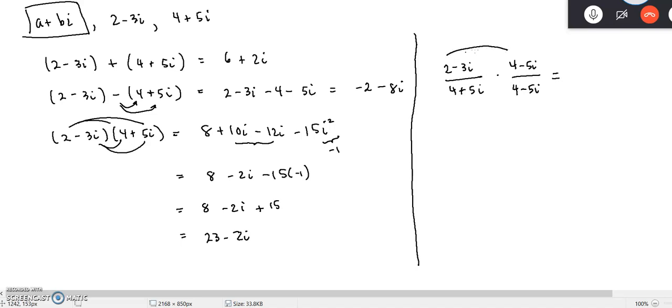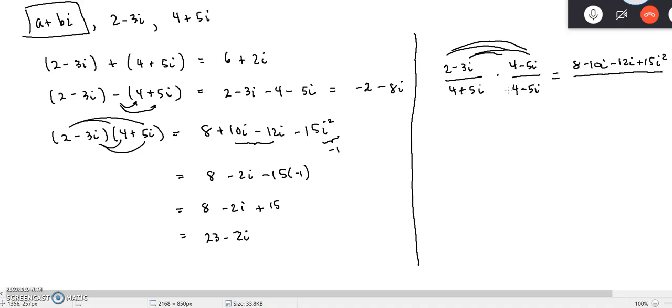So we're going to have 8 minus 10i minus 12i plus 15i squared. Okay, so that's our top.